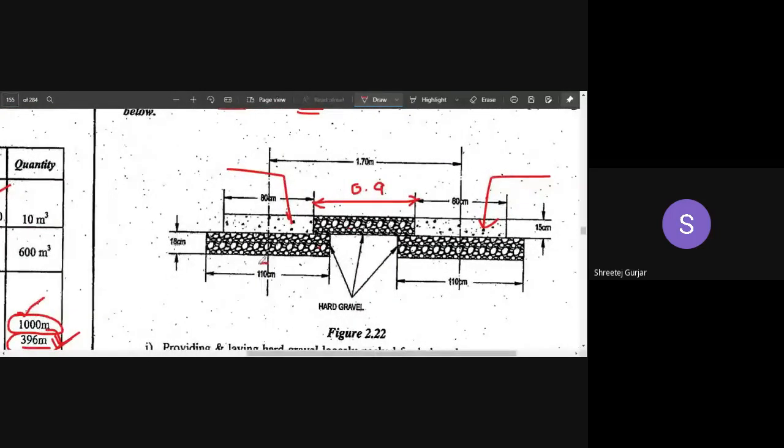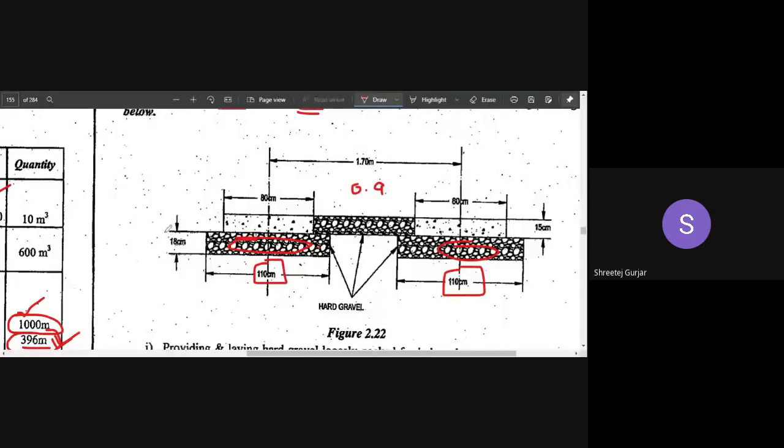So 1.1 is this. Okay, they have provided 1.1. So the number is 2. One number is here, and the second is here. Sorry, that is the pavement. We are concerned about your hard gravel. So one is over here, and one is over here. The width is 110 centimeter each.